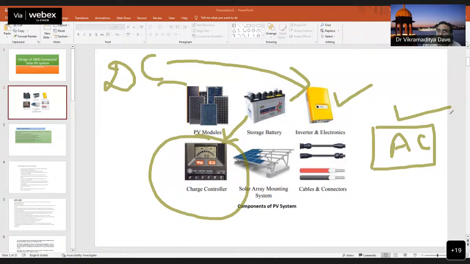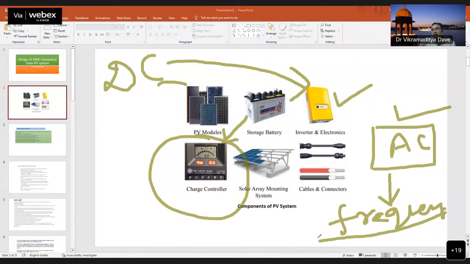Moreover, one important point is the inverter and the frequency. Your grid can run only if you supply to the grid. Grid means the supply coming from the plant, a plant like a thermal plant, or a hydro plant, or a nuclear plant.